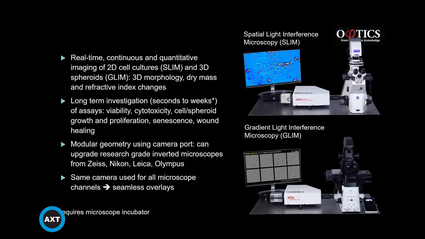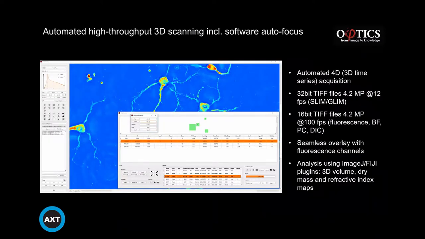And another interesting aspect is that the same camera is used for all microscope channels. So everything that comes out of the microscope, either fluorescence, bright field, phase contrast, DIC, can be seamlessly overlaid with the SLIM channel. And you'll see a few examples later. We developed a very nimble and powerful automated 4D acquisition software called CellVista that allows you to scan in 3D, do time series, so you get a 4D acquisition of basically any samples.